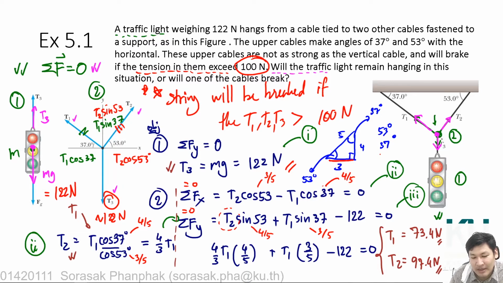Okay, so that means this one is fine. The 3T is strong. However, this one is weak. The weak one. This is also the weak one. And the weak one is only T1 and T2. Cannot go further or exceed 100 newtons. So in this case, you can see T1 is 73 and T2 is 92.